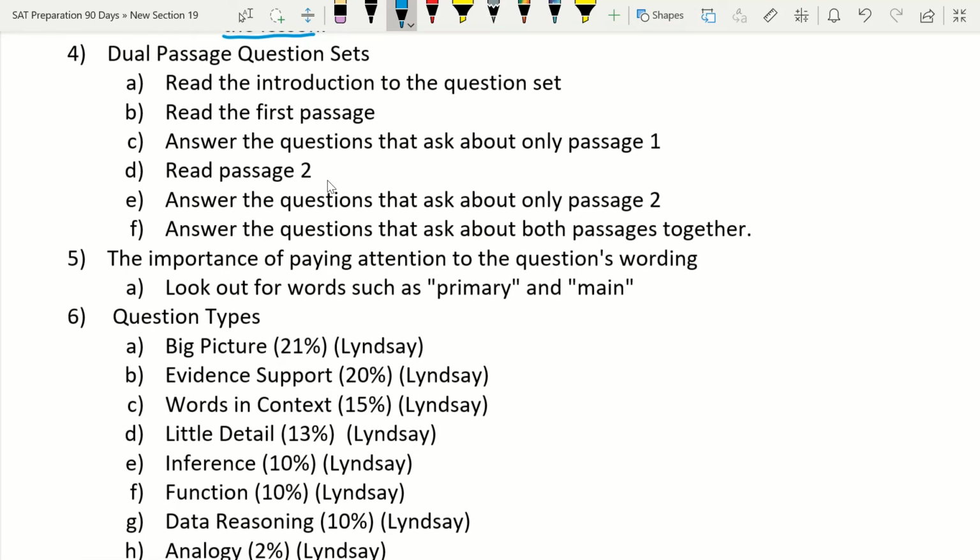All right, let's get into a little bit of strategy here. So dual passage question sets. So what are those? Well, that's where you're going to have a question set. Let's say that it's questions 11 through 22, and you got two passages that you got to read for that. Here's what I recommend doing on that. So this is a bit of strategy.